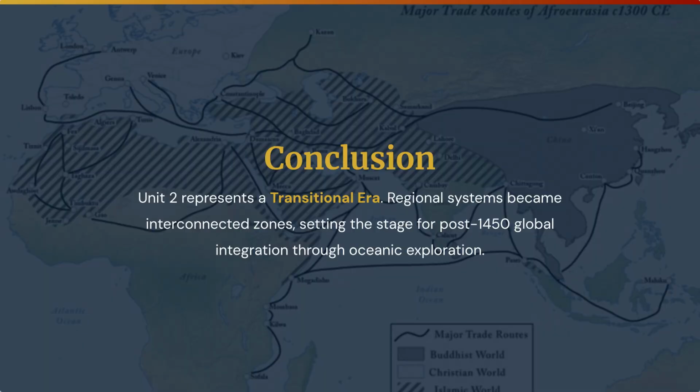In conclusion, Unit 2 represents a transitional era where regional systems became highly interconnected zones. This period set the stage for post-1450 global integration through oceanic exploration.